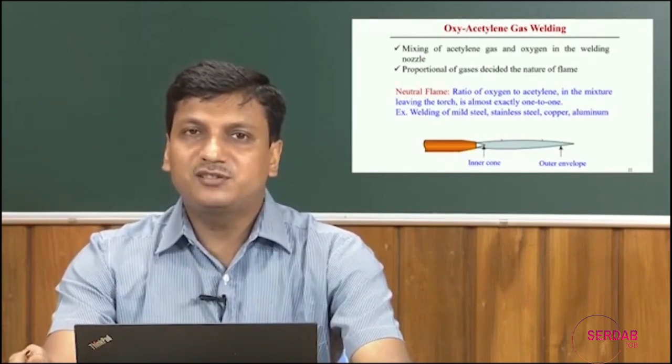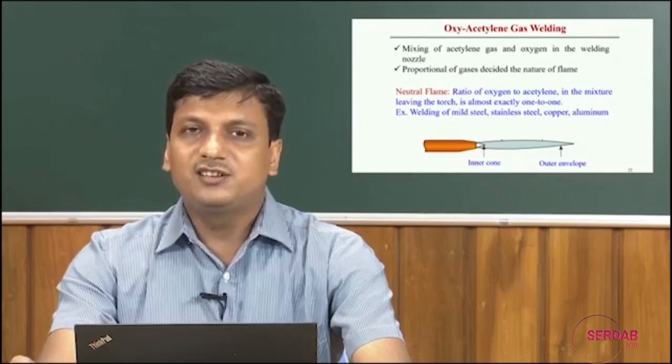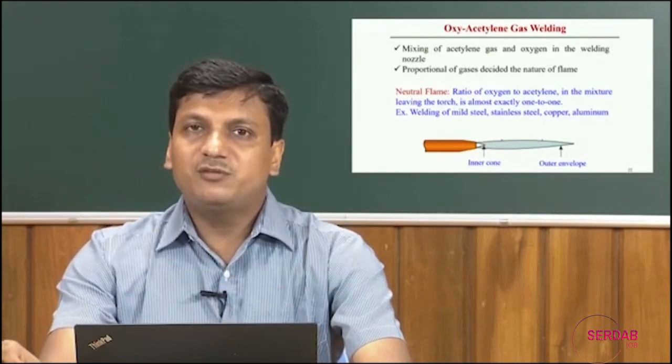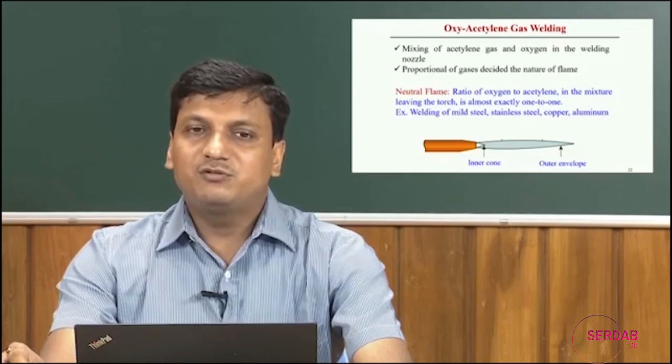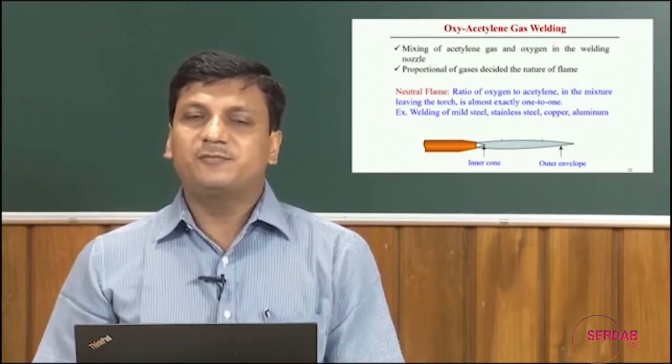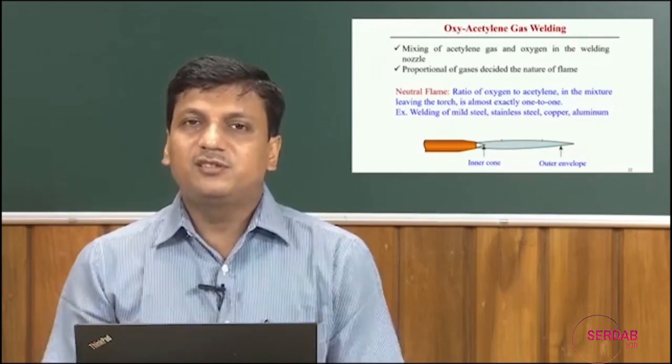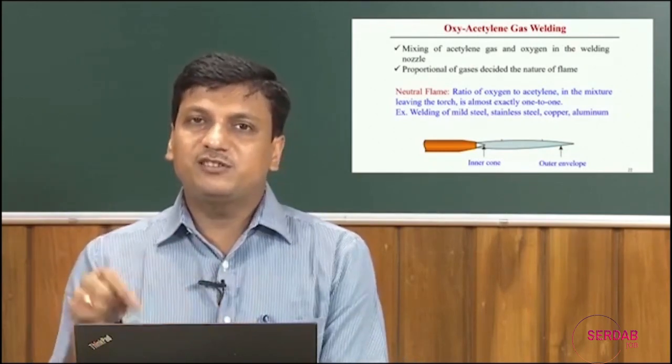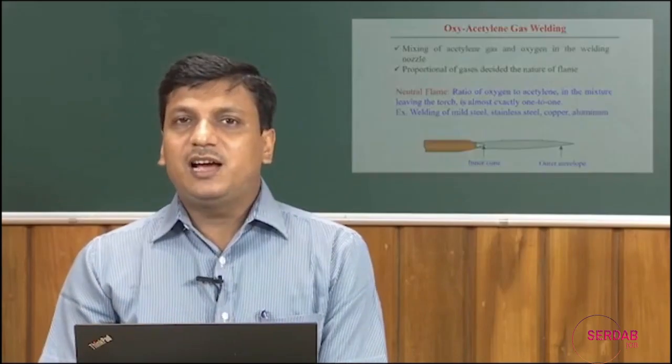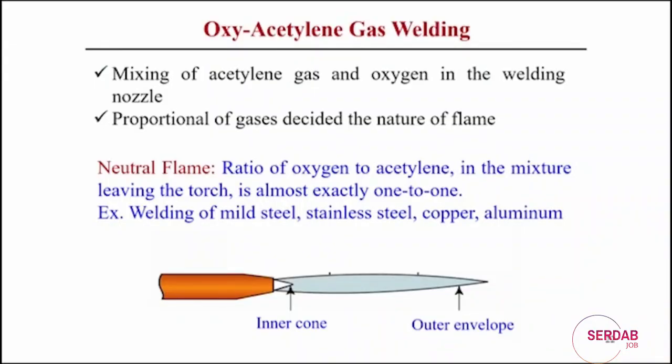Basically, by mixing oxygen and acetylene in different proportions, they can produce a variety of flame envelopes. The temperature of this flame depends on what ratio we are mixing between the acetylene and oxygen. Let us see that the proportion of the gases actually decides the nature of the flame.